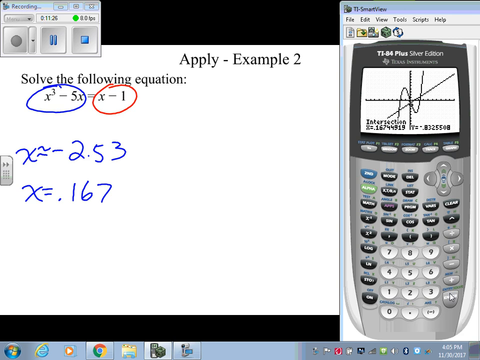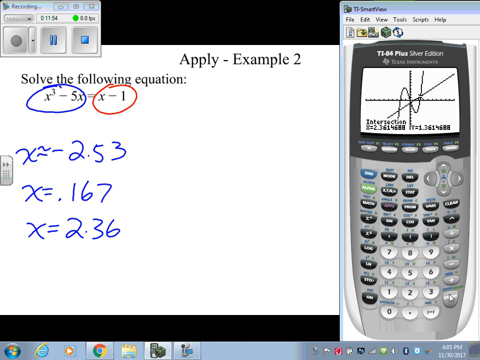And then I'm going to do this one last time. Second trace, intersect, first curve, enter, second curve, enter. And my guess, I'm going to move my cursor closest to the third intersection point. It doesn't have to be right on it, it just has to be closer to that intersection than any of the other 2. And I hit enter, and it gives me another intersection value of x equals 2.36. Now, what does this mean?